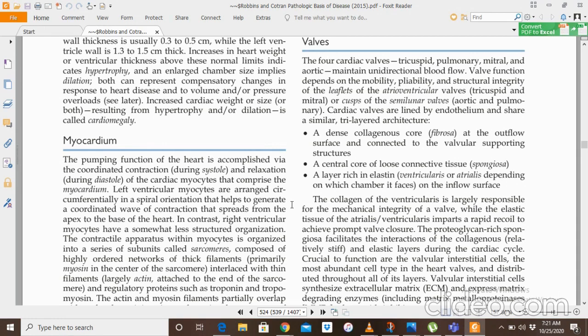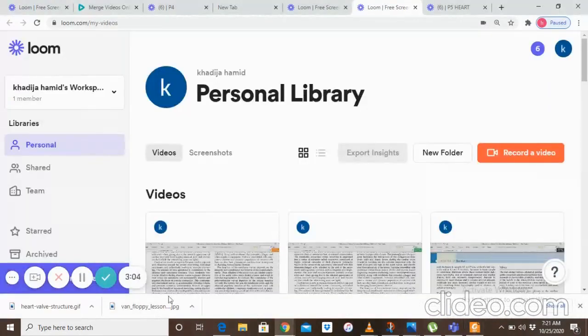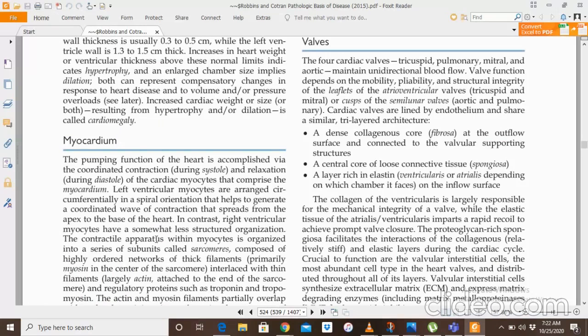Cardiac valves are lined by endothelium. They are lined by endothelium, and they share a similar tri-layered structure. There are three layers that form the heart valve. So let's talk about these three layers. Layers of each cardiac valve.